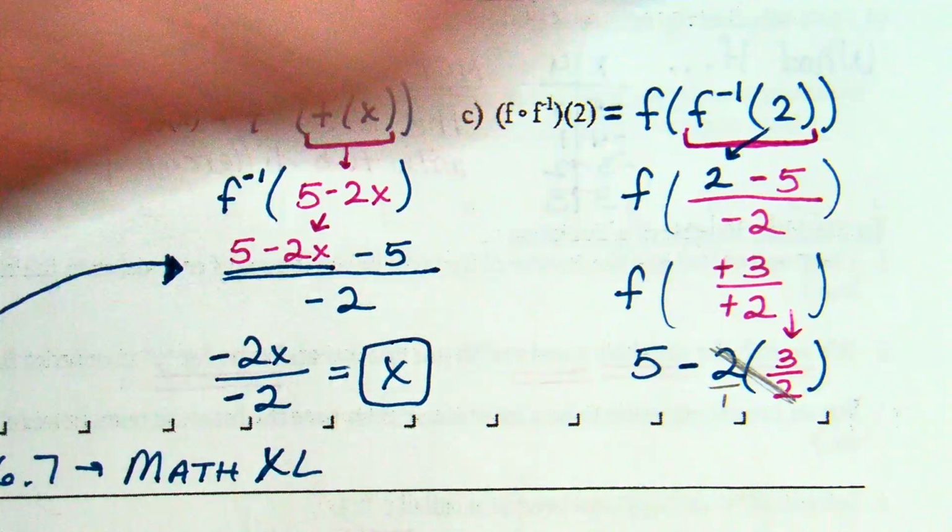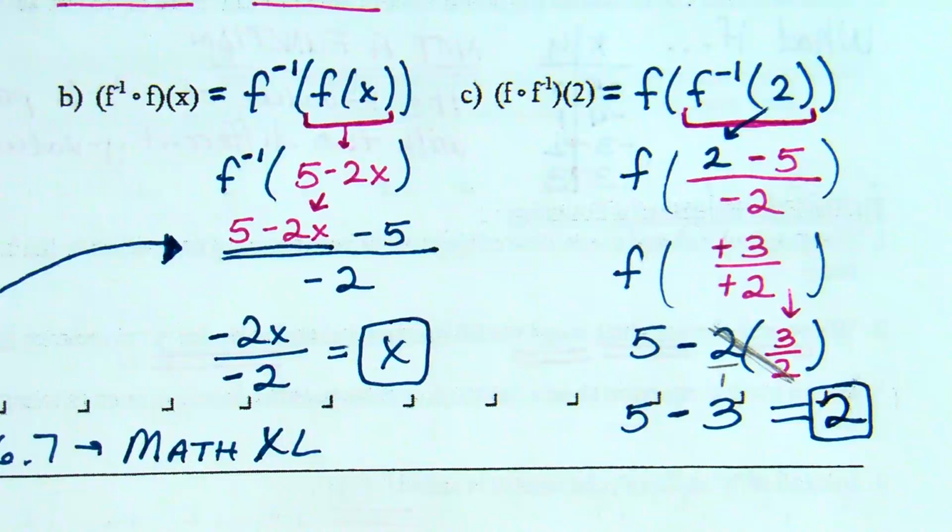Okay, your homework is lesson 6.7, MathXL. You have 9 minutes. You could actually get a little bit done in 9 minutes, believe it or not. Okay?